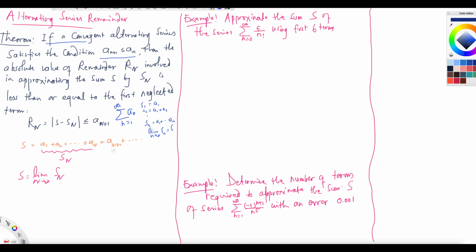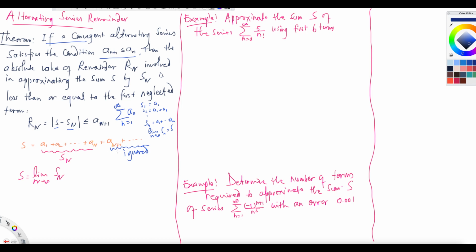But when you do that, you are ignoring the terms after an. All those terms will be ignored, and that part we call the remainder. That means the total sum minus Sn, the sum of the first n terms. That is called the remainder. And this theorem says that the remainder is always less than or equal to the first neglected term.